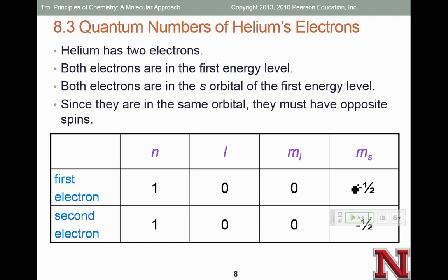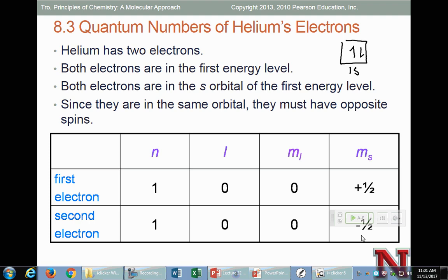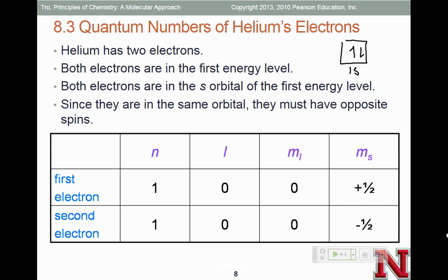So if we represent that as a box, we would show our 1s orbital, and it would be full with our MS of +1/2 and our MS of -1/2. And even though all the other quantum numbers are the same, we don't have the same 4 quantum numbers because these two are different, which is what we have to have for each electron. If they were both spin up, then they would both have the exact same 4 quantum numbers, and that's not allowed.